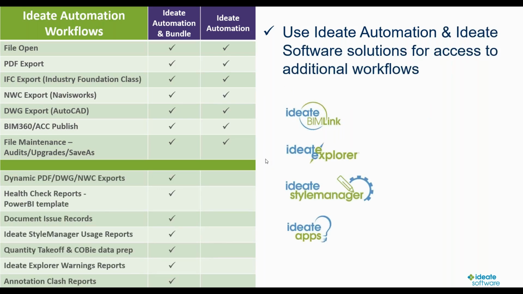And then we have some additional tasks here that do require one or more of our other solutions. The health check report uses Ideate Automation along with Ideate BIM Link, Ideate Explorer, and Ideate Apps. And then you can run some of the other solutions. For example, you can run our Ideate Style Manager tool to analyze the usage of styles in your project. That's again something that could be created with an automated task. So that's just a flavor of some of the tasks that we are able to do with automation. We're always looking to expand on these with future releases, so watch out for further developments of some more scripts we're looking to develop.